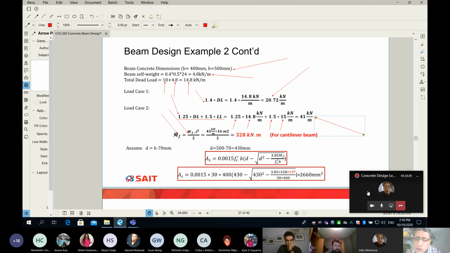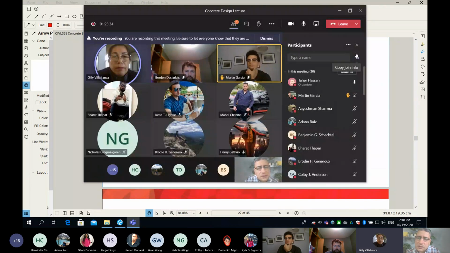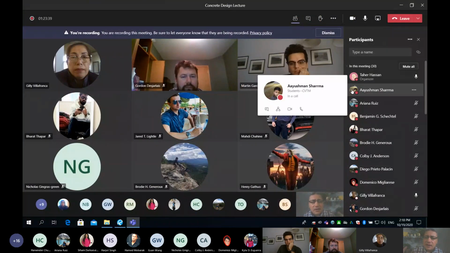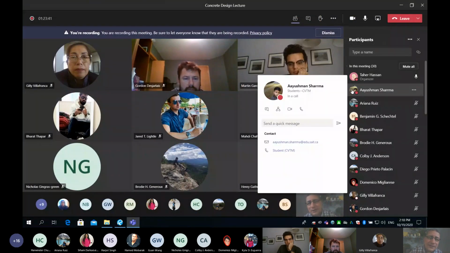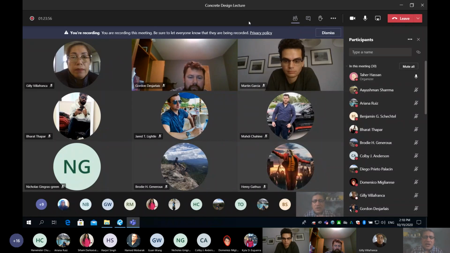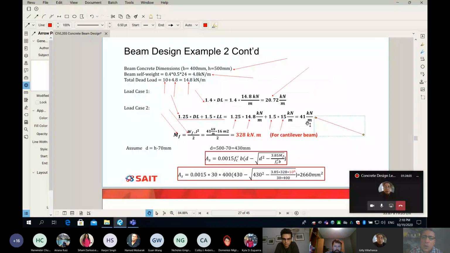Which one do you think I should use in my design? What do you think? Get the maximum. The maximum, exactly. Thank you. Why is that? Because oh my God, if I design for 20.7 and the other load case happens, you know what happens? I go to jail. You literally go to jail because somebody will die. So as a designer or engineer, you have to think about the worst case scenario. Again, it's very simple, very intuitive. We will design for 41 kilonewton.